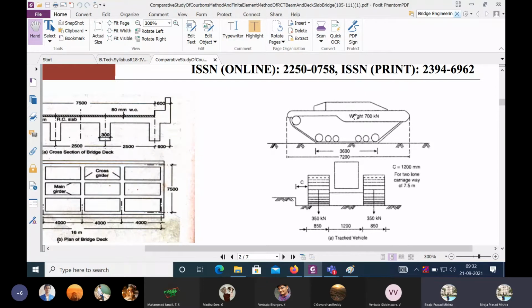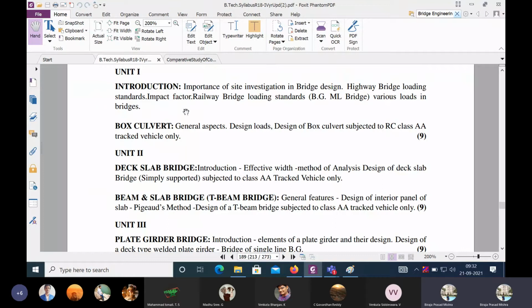This is a tank, an Indian war tank, which we use during wars. This is the ultimate or maximum load a bridge can get. Generally we design a bridge for this 700 kilonewton. So, IRC class AA loading. In your PDF and syllabus also, it is given: design of box culvert subjected to IRC class AA loading.